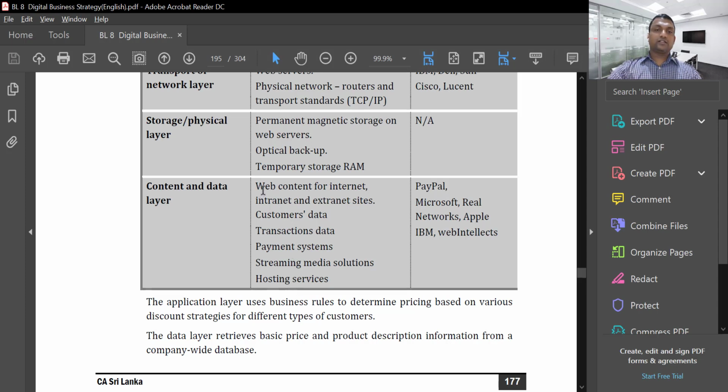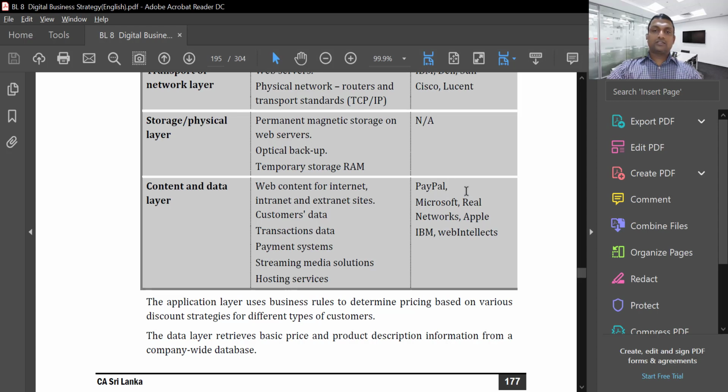So it contains web content of the internet, intranets, extranet sites. So everything travels, all the information which we access are part of this. And it can be customers data, it can be transactions data, it can be payment systems, it can be streaming media, hosting sites. So all these are categorized in the content and data layer.